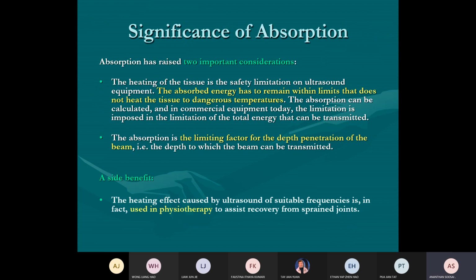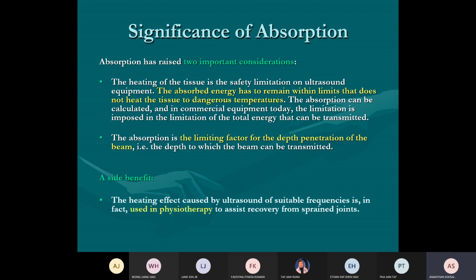Again, facts. Significance of absorption. There is one problem. When ultrasound is used, it is absorbed into the tissue, so the tissue heats up. The absorbed energy has to remain within the limit that does not heat the tissue to a dangerous temperature. You can't prolong the use of ultrasound, heat the tissue and damage it. Of course, this absorption also acts as a limiting factor for going deep. If a lot is absorbed, the ultrasound cannot go deep.